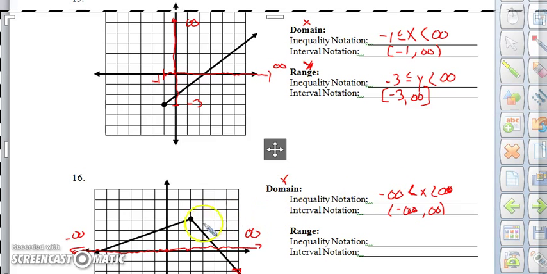And then finally, our y values. This graph will never stop going down, so we start at -infinity and go up, but then it stops right here at +3. So our y values go from -infinity, can't equal that, and then up to 3, and we can equal 3. So we say -infinity to 3. Alright, and that's it.